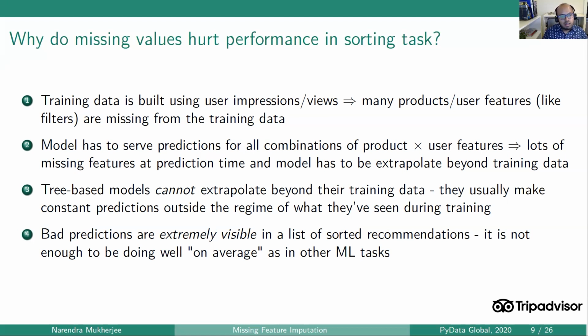But here, you might have a good mean squared error, but for instance, if in a popular location like Paris, you put up a bad product in the first position in the list, it's very bad for user experience. It's very bad for the commerce of the company. And so individual recommendations matter a lot in this sort of task, and so missing values become even more important. They hurt performance even more in this sort of situation. So I hope that I have motivated you enough to understand the source of missing values and the problems they cause.